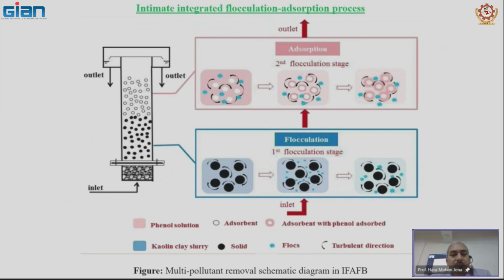Multi-pollutant removal, okay, the mechanism is mentioned here. The flocculation takes place. The different colors show the phenol solution, adsorbent, then adsorbent with phenol adsorbed, kaolin clay slurry, solids, floc, and the turbulent direction, that means the flow, the movement of the particles. So first stage of flocculation, second stage of flocculation, then here the adsorption is there.